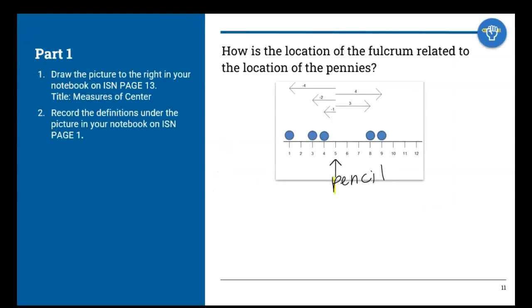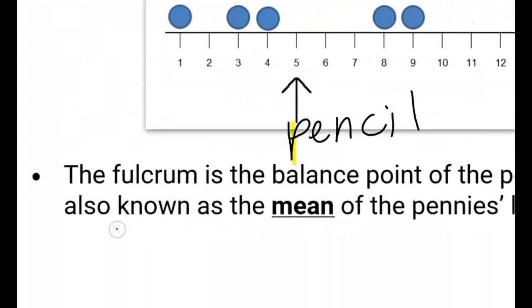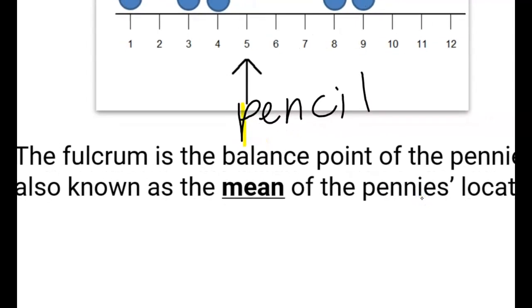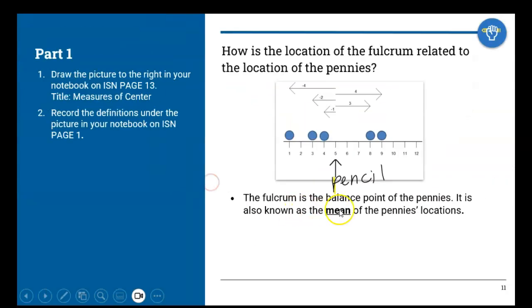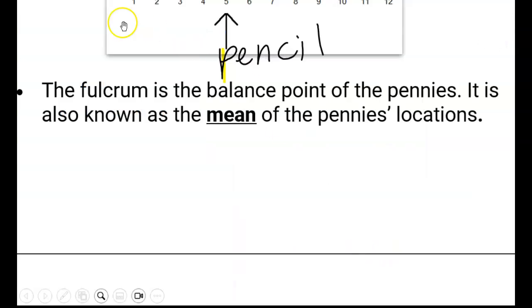So now you're gonna write the definition on the same page. The fulcrum is the balance point of the penny. It is also known as the mean of the penny's location. Okay? Right under the picture. Write that down. Alright, so that is the mean. Mean is the balance point.